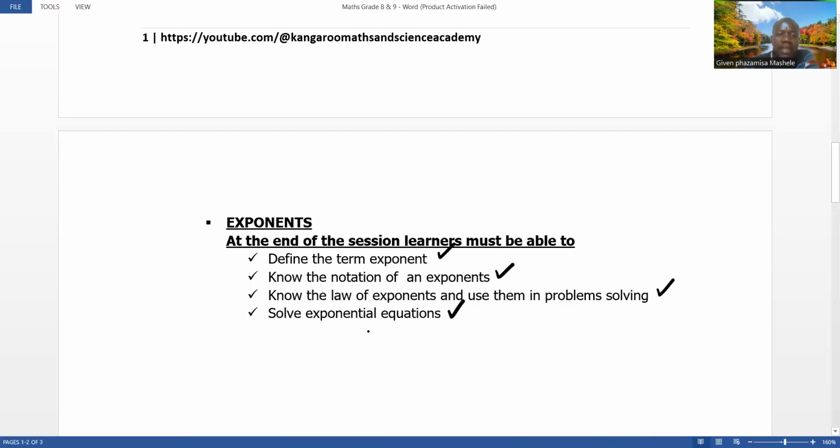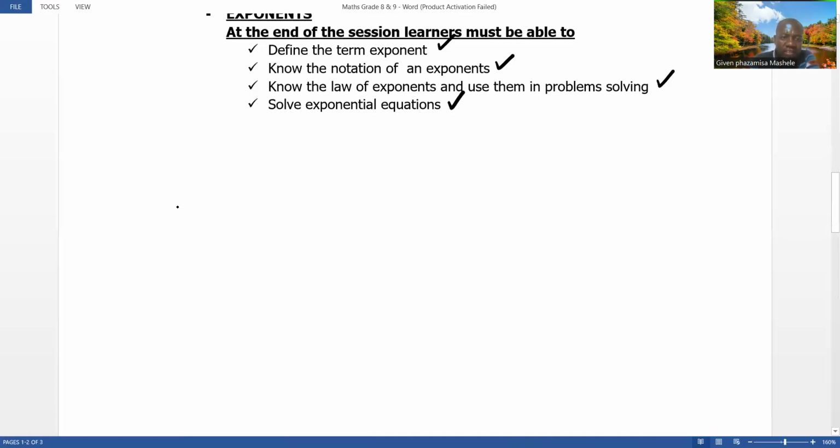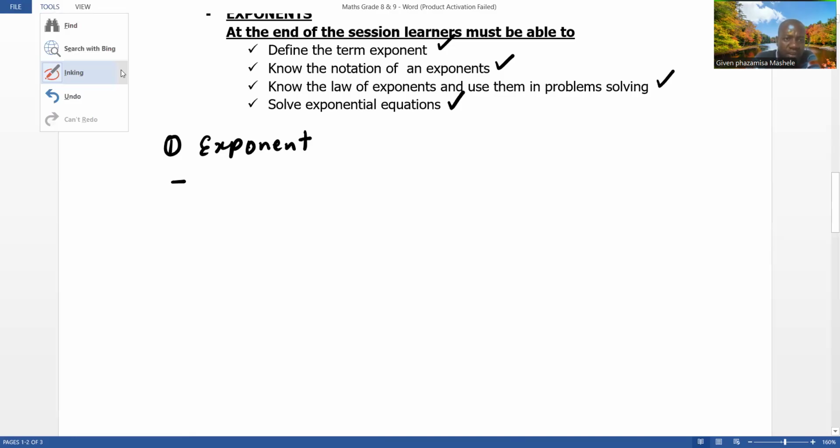Right. Number one, let's now start with the definition of an exponent. A learner must be able to know what is an exponent. So let's start with the definition. Right, what is actually an exponent?